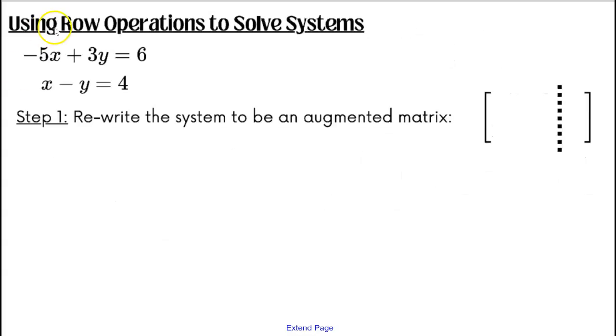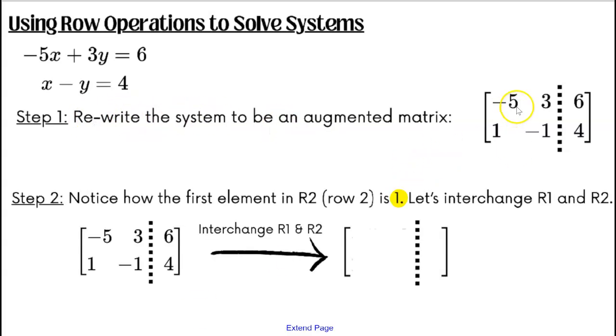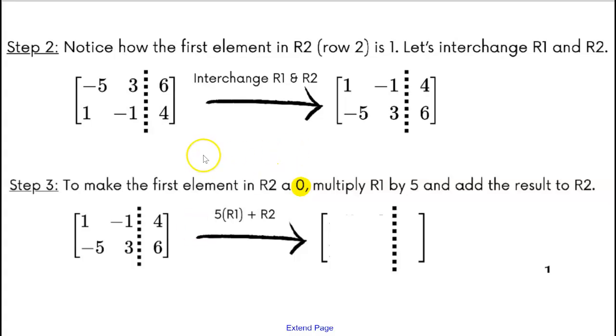All right, first we're going to start off by using row operations to solve the system of equations. First I'm going to rewrite the system into an augmented matrix, like so: -5, 3, 6, 1, -1, and 4. Now it says, notice how the first element in row 2 is 1. Let's interchange row 1 and row 2. So you want to get 1, 0, 0, 1. I'm just going to move this top row to the bottom and the bottom row to the top. So I took this row 1, -1, 4, and just moved it up. Simple swap.